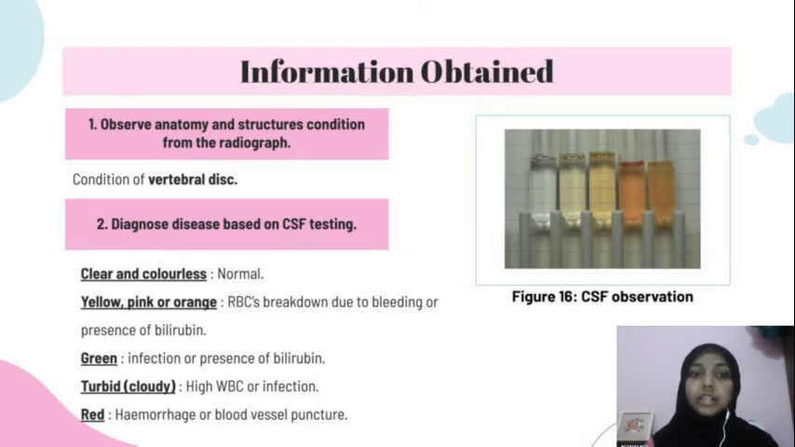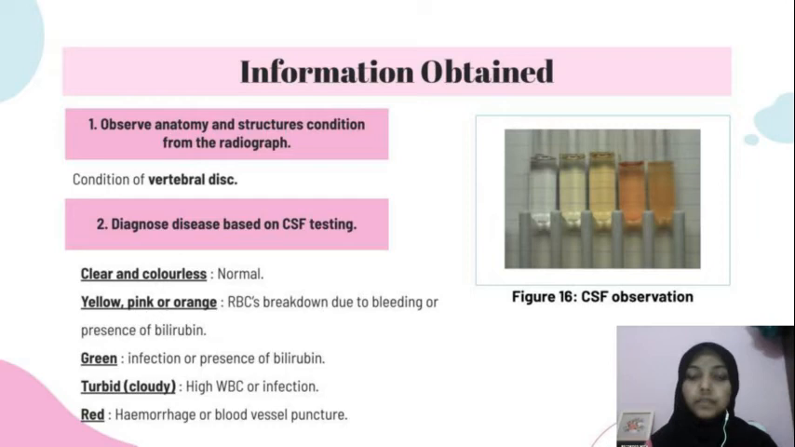Next, the information obtained for further management of the patient. First, we can observe anatomy and structure conditions from the radiograph, for example, the condition of the vertebral disc. Next, we can diagnose disease based on CSF testing, based on the color, clarity, pressure, and many other aspects. Normally, CSF color is clear and colorless.